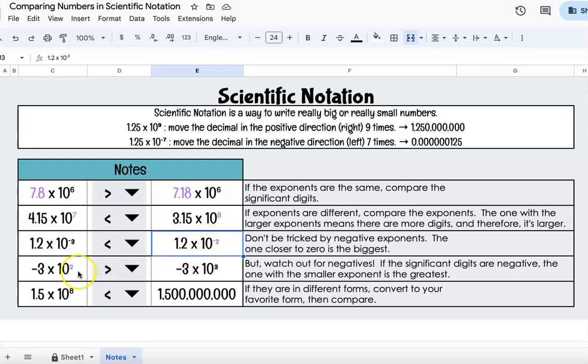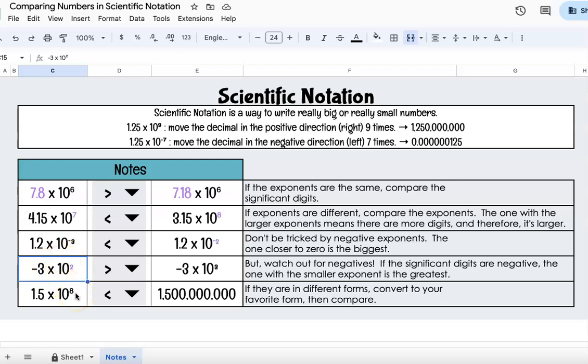All right, if we have negative numbers, then technically the one with the smaller exponent would be the bigger number, because this one, let's say this one's -300, this one is -3,000. Okay, so this one would be closer to 0, so this one is the bigger number.